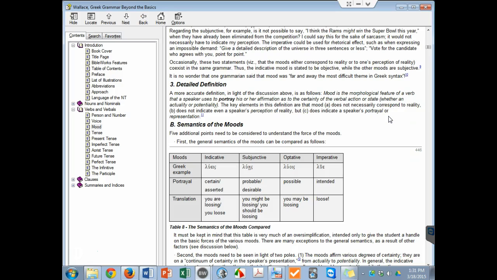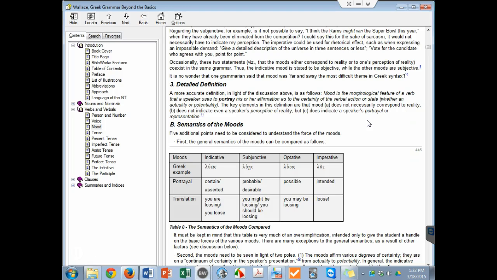Okay, so I don't think that it had to be worded so technically. We could have just said mood is the portrayal of reality, and portrayal may or may not correspond. It's all about presentation. Yes. Kind of like we talked about with tense. So mood choice is as much a matter of presentation as tense choice.